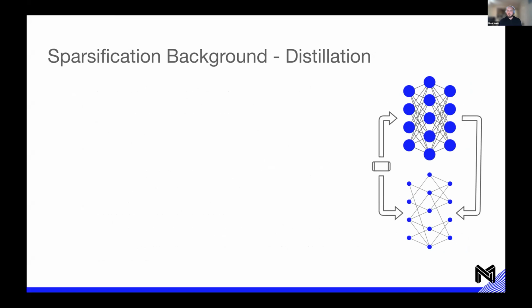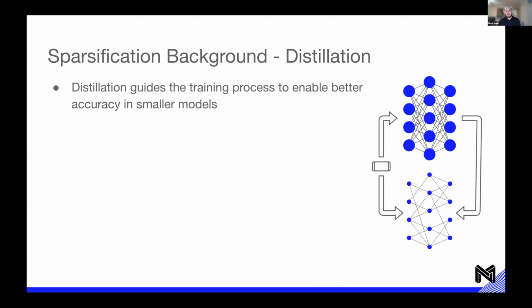And then last algorithm that I'll go through is distillation. So distillation guides the training process to enable better accuracy in smaller models. So what I mean by that? Well, what we have is a teacher network that we're going to use to generate the correct outputs for the student to learn from. So we have a teacher network, which is a bigger network, and we have our student network down here. They both get the same input, same image input. So cat, for example, from our earlier one.